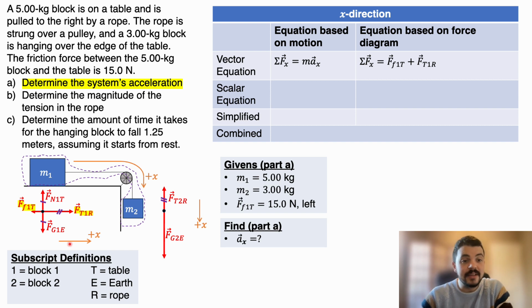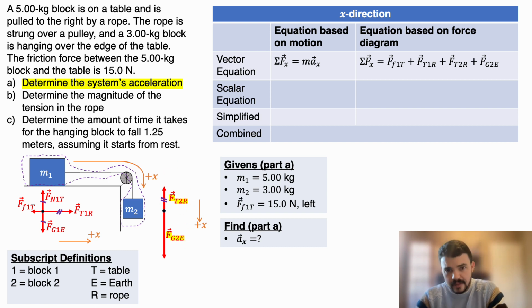But I'm not done yet because it's not the only object in my system. I'm going to keep following along and look now at block 2. For block 2, the x direction is up and down, and so we need to add in the gravitational force on block 2 and the tension force on block 2.